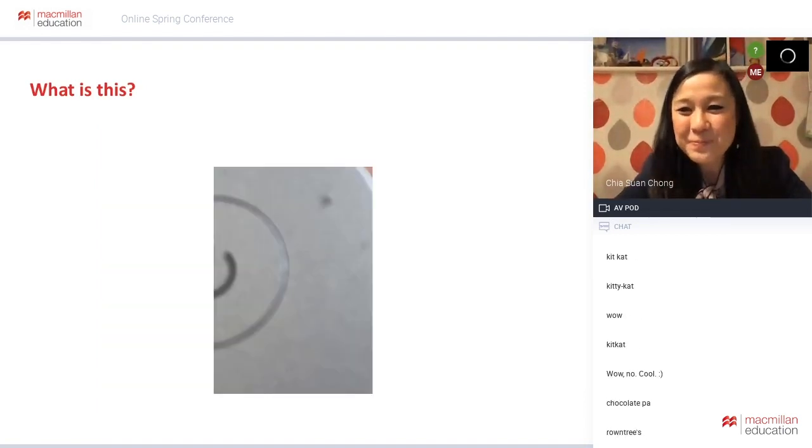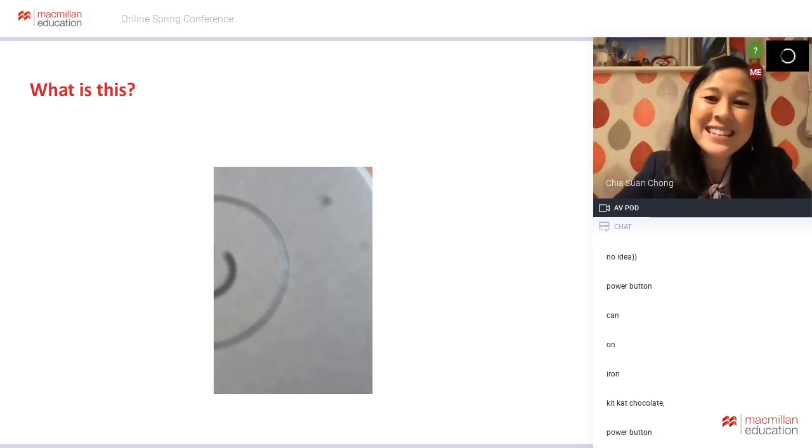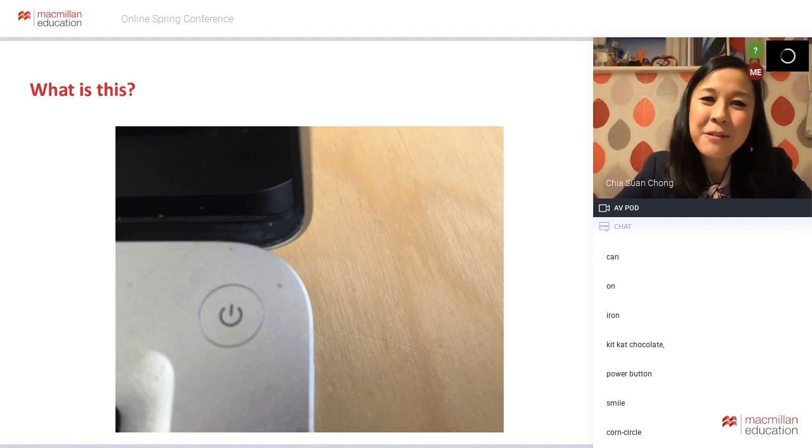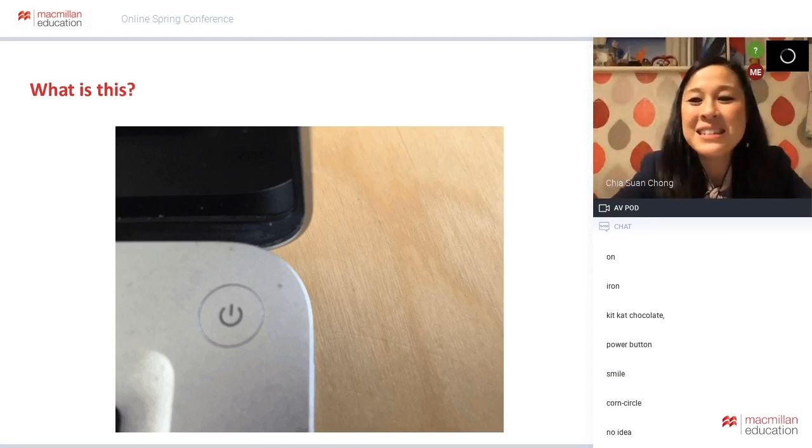How about this one? What is that? Amir, you're very good. Indeed, this is the power button on my MacBook. It is a power button indeed.